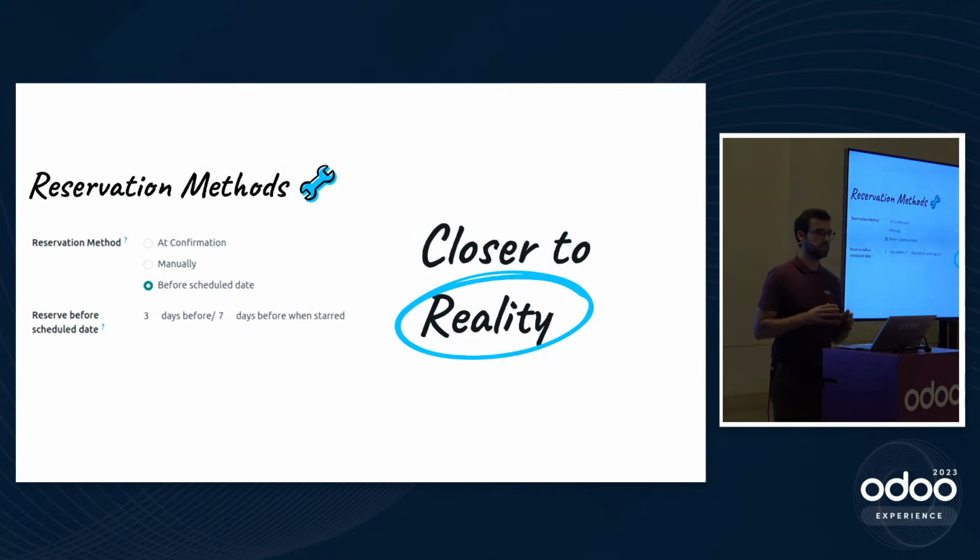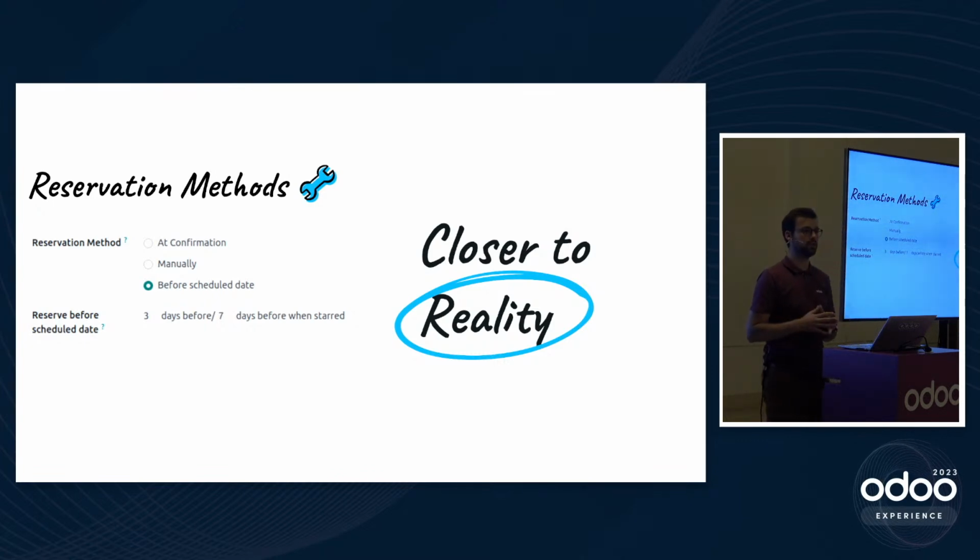Now, the last part is about reservation method. On your operation type, you have the possibility to choose among 3 different options. The at confirmation one will be used in a fast-paced environment in which you have sales orders that should be fulfilled as soon as possible. But as well, some businesses would like to reserve the quantity as soon as the sales order is confirmed, but would like to manage exceptional cases by going to the forecasted report, or on the transfer.